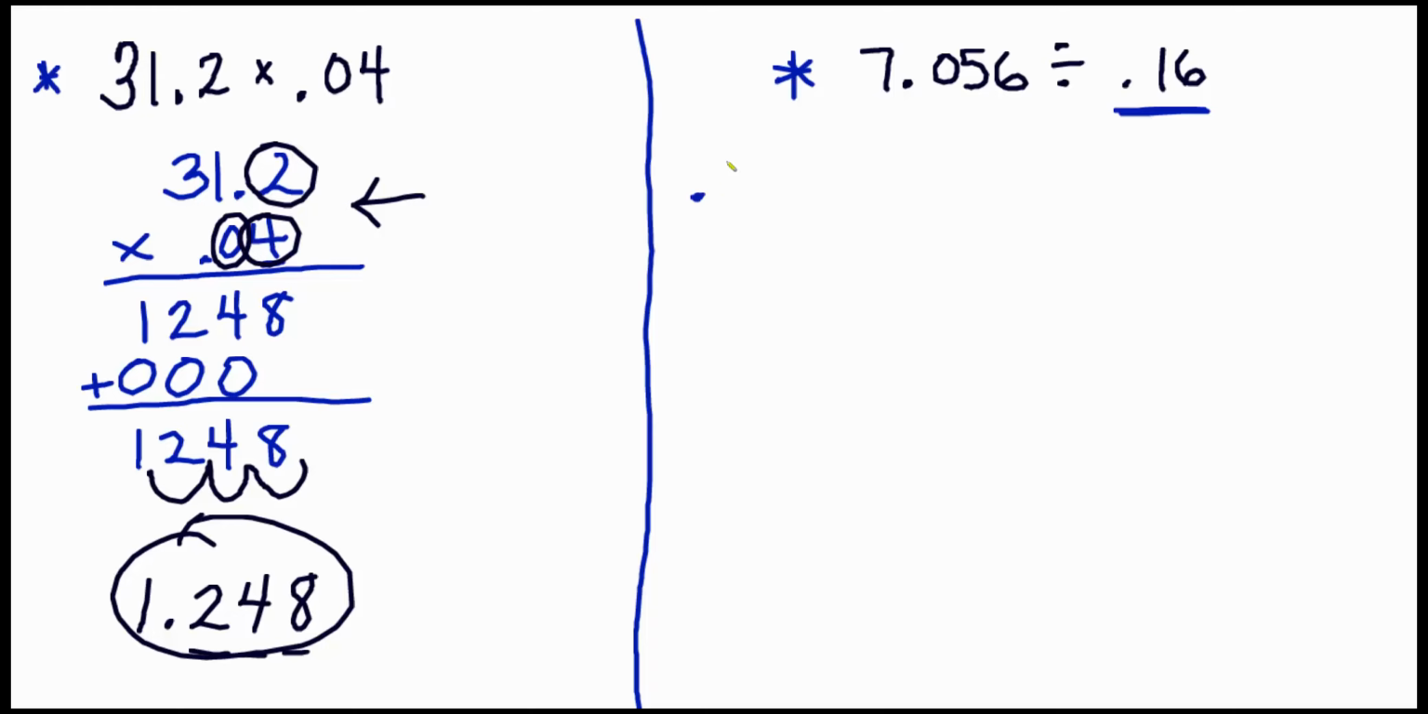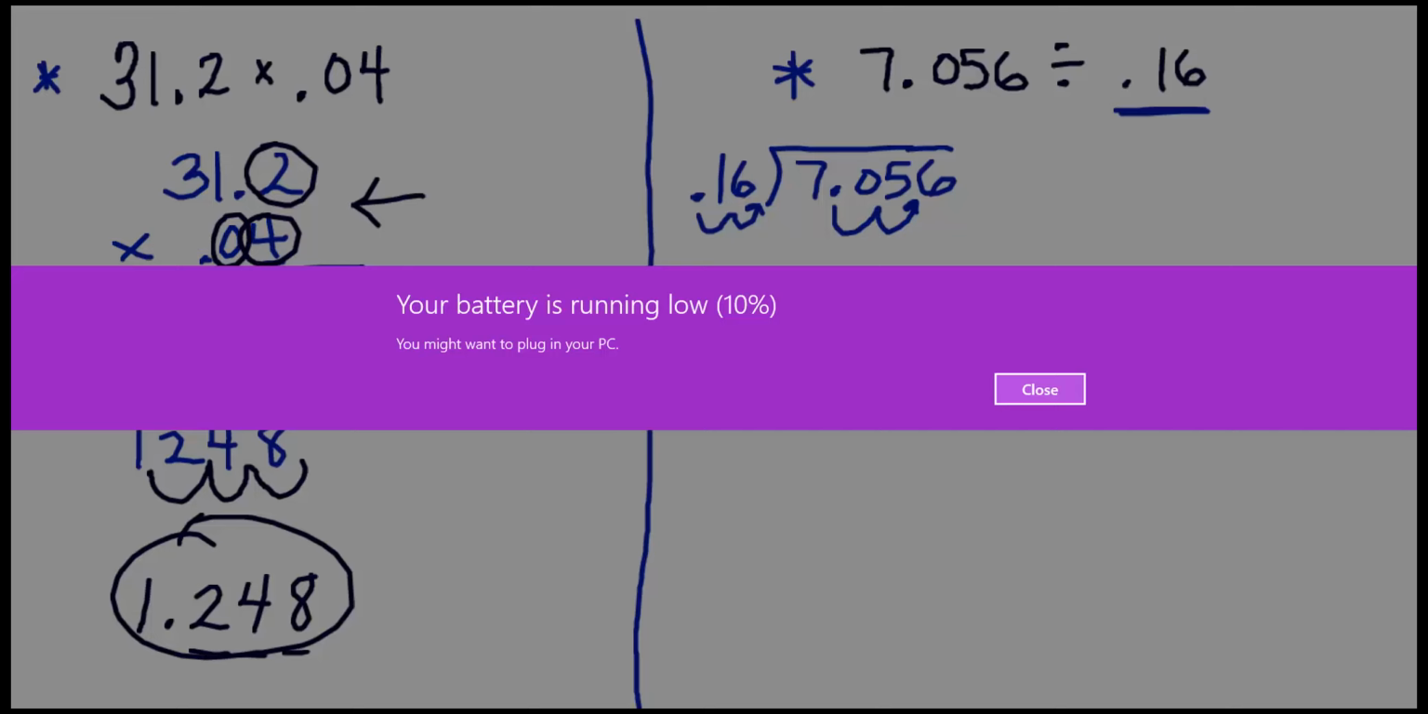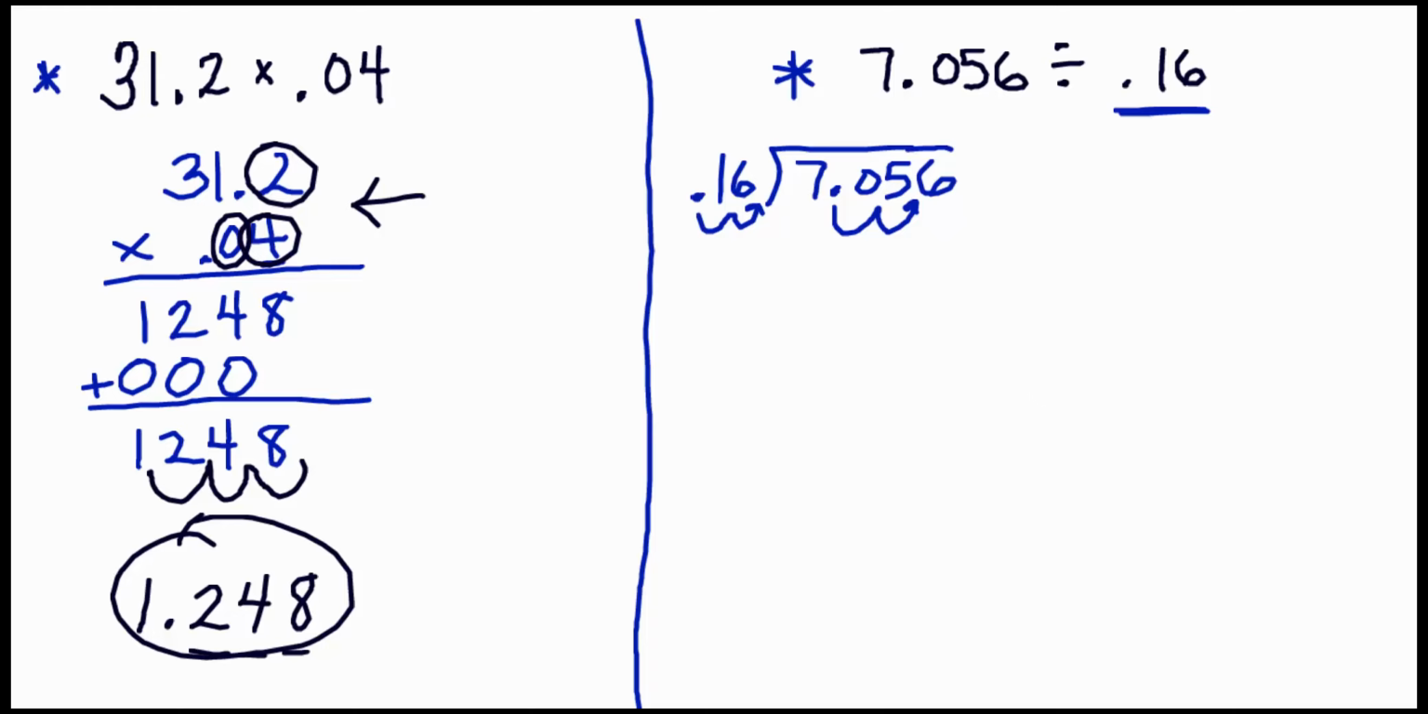So when I set this up like this, I'm going to move my decimal point so that I have just whole numbers. And so essentially this is like multiplying by a power of 10. So multiplying by 100, since I'm moving the decimal point 2 places. So if I do that to one number, to keep the relationship the same, I have to move my decimal point the same amount of places in the other number. So what I really have is 16 into 705.6.